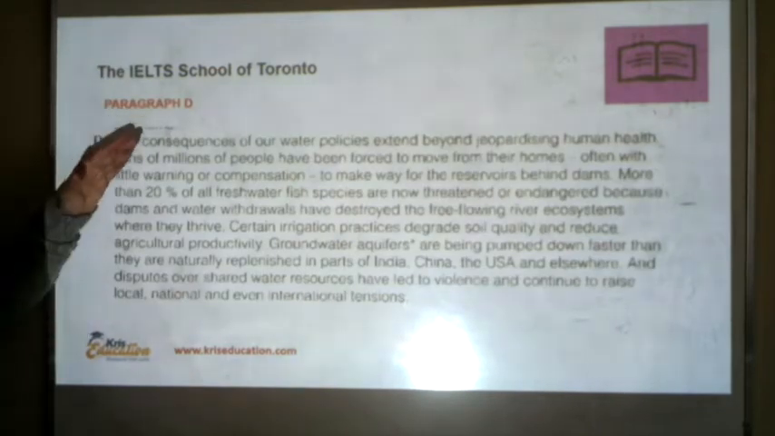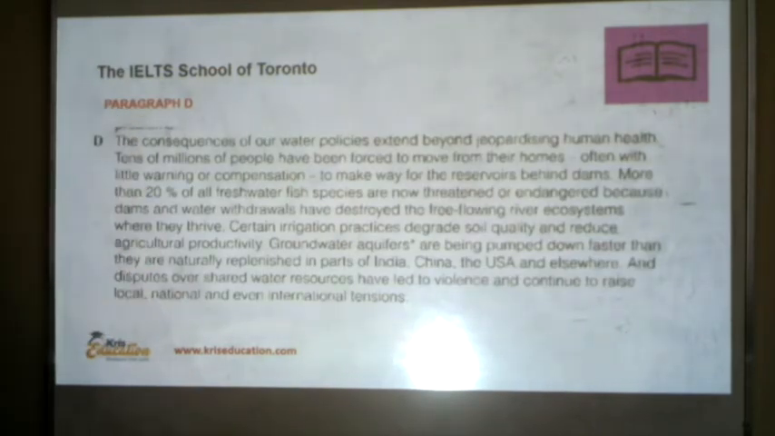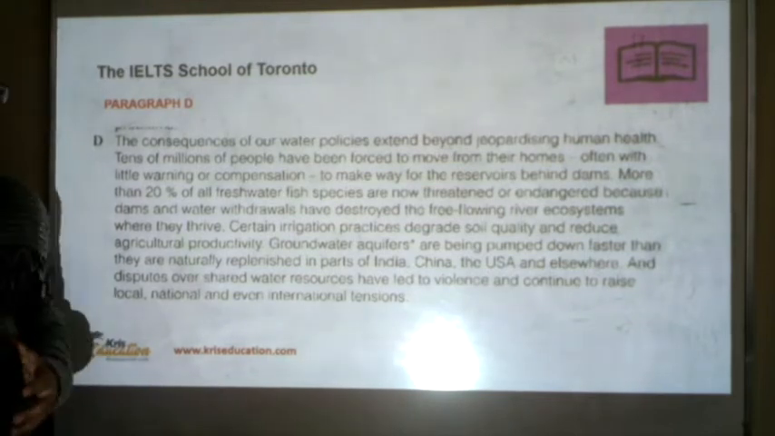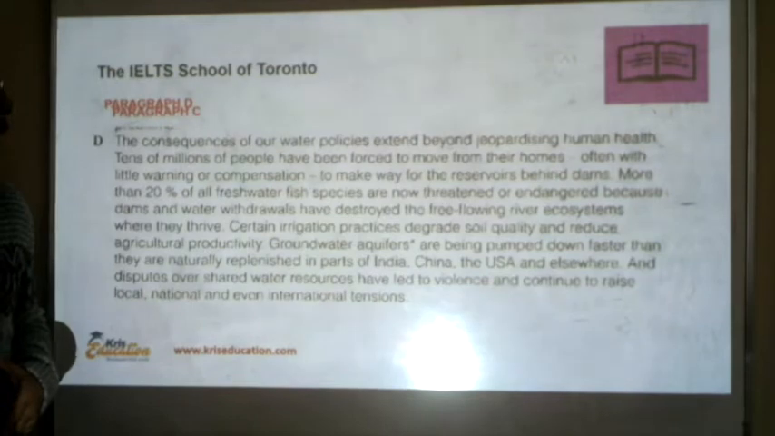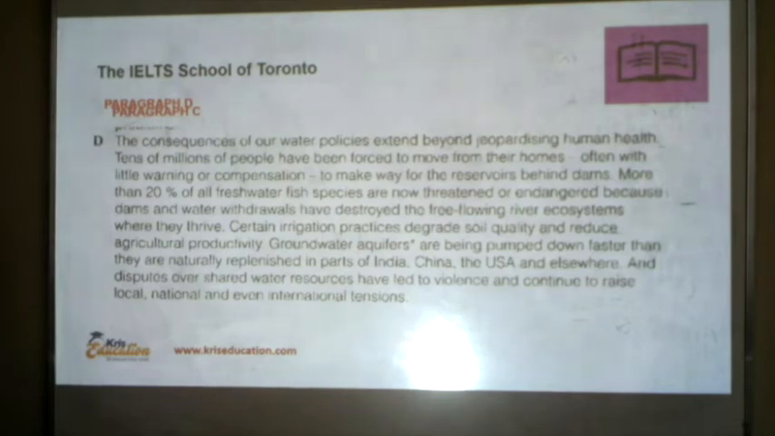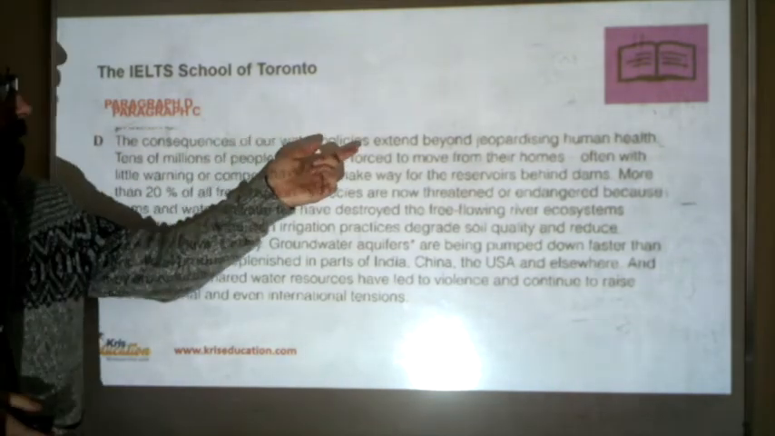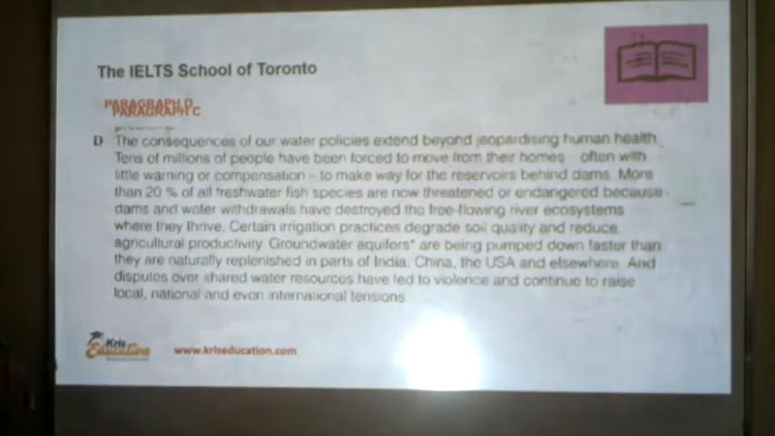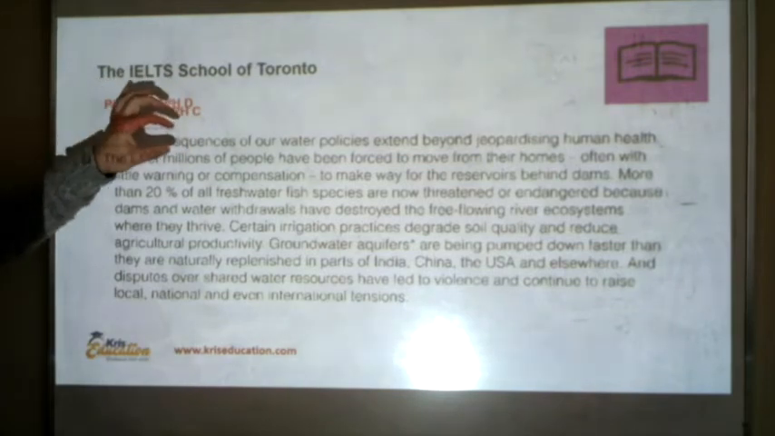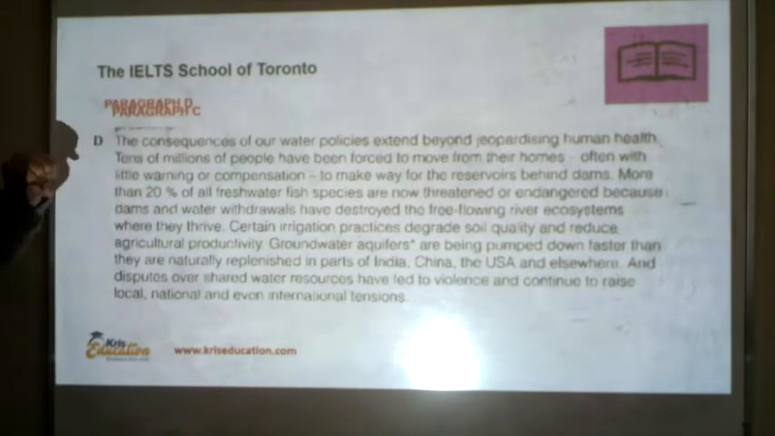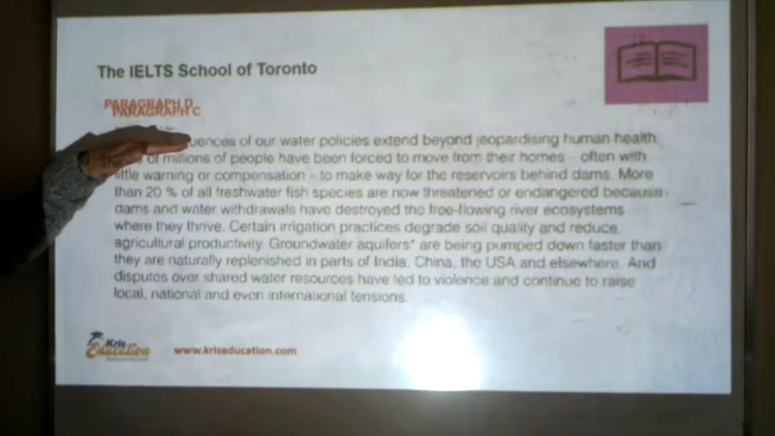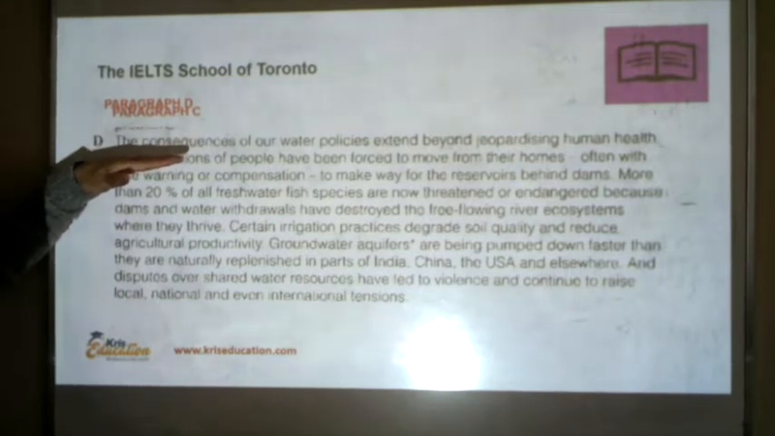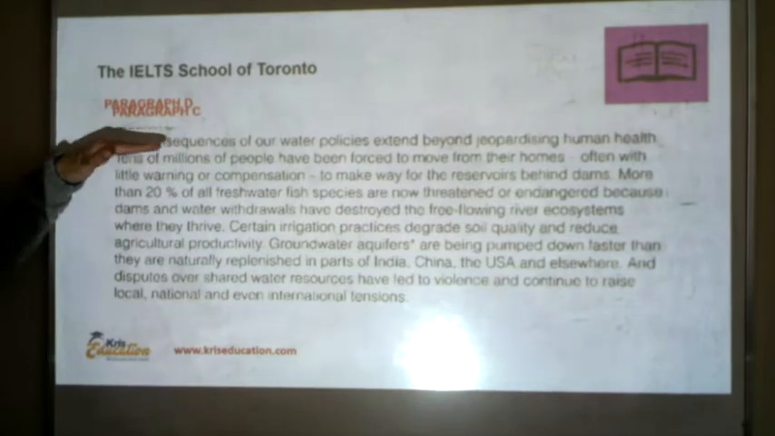Let's carry on with paragraph D. This is the whole paragraph, paragraph D. As I have already said, it is very, very important to read the sentences one by one. So let's read the first sentence first. The consequences of our water policies extend beyond jeopardizing human health. So we've got this word, consequences, or the results, or the outcome, or similar words like this. This is a strong indication that this sentence is a linking sentence.